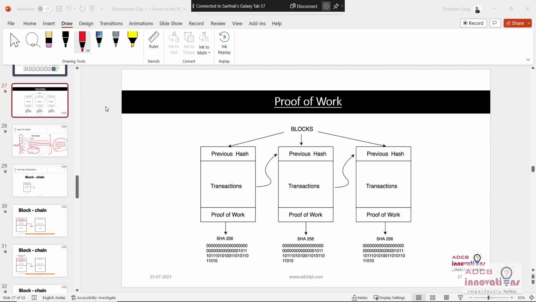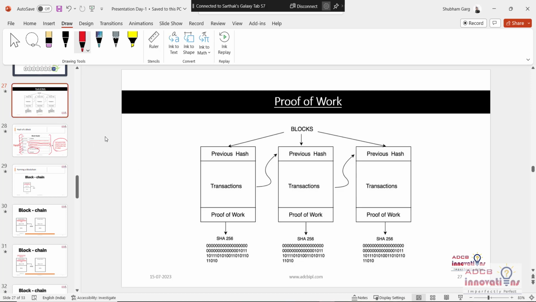We will see how a new block is added into a blockchain and it is validated, and how we will see if the blockchain is valid or not. Okay, so this we are going to see, and then we will look at a demo of blockchain as well. So let me just start explaining the proof of work.